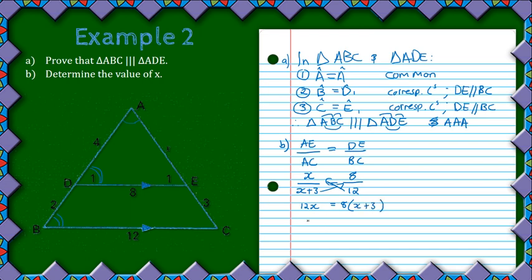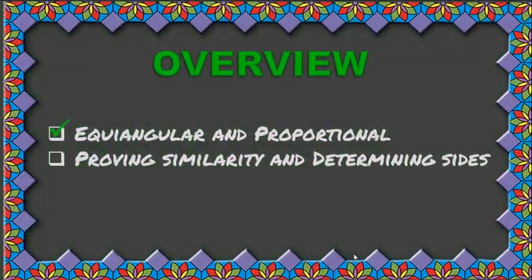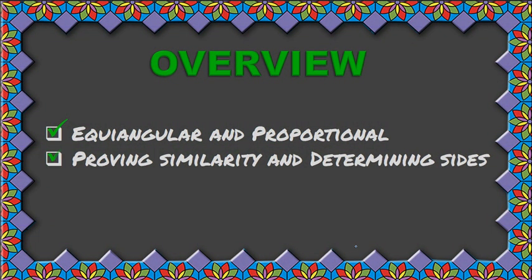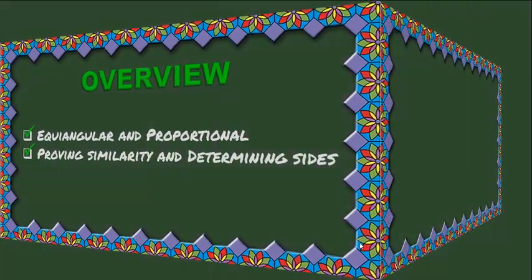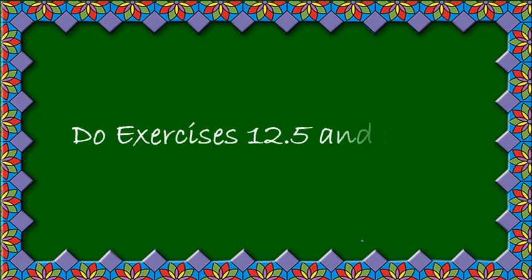Now this is just a simple equation to solve, so 12x equals 8x plus 24. Take the 8x over: 12x minus 8x equals 24. Then 12 minus 8 gives me 4, so 4x equals 24. Then divide both sides by 4 gives you x equal to 6. Right, so that was how to prove similarity and then how to determine sides. You should now be able to do exercises 12.5 and 12.6.